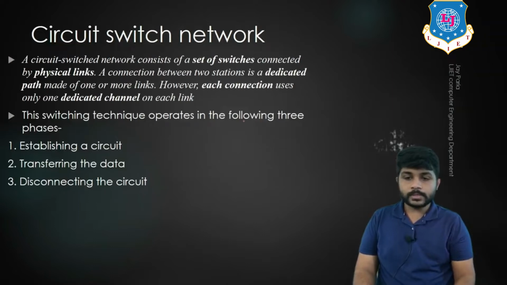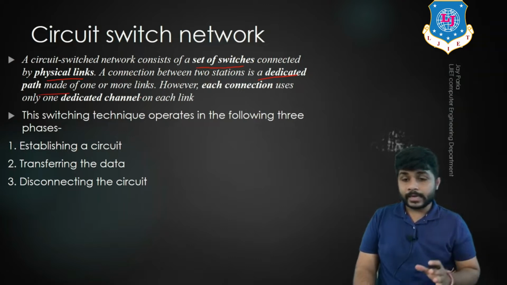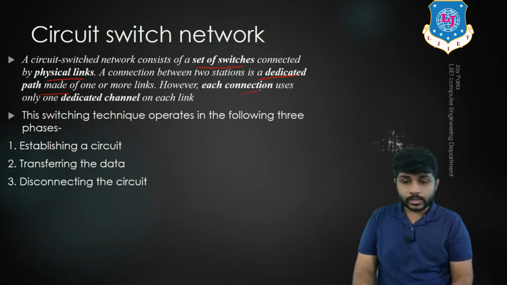The first one is the circuit switch network. In the circuit switch network, there will be a set of switches connected between the sender and the receiver. In the circuit switch network, there is a dedicated path between the sender and receiver. Each connection uses only one dedicated channel.